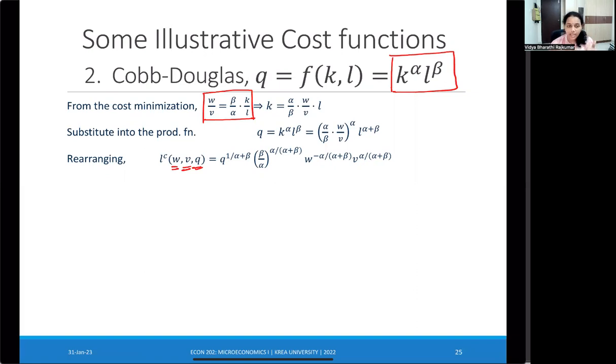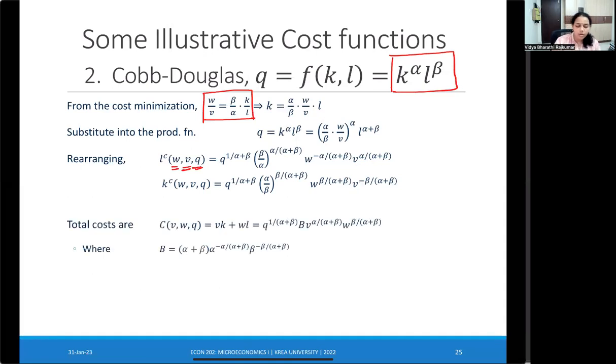And once we know what L is, I just have to plug this L back into my expression for K. And when I do that, I'm going to get another expression where K is now a function of W, V, and Q. The algebra may seem a little daunting, but trust me, as long as you pay attention to your alphas and betas and to your differentiation rules, you'll be fine.